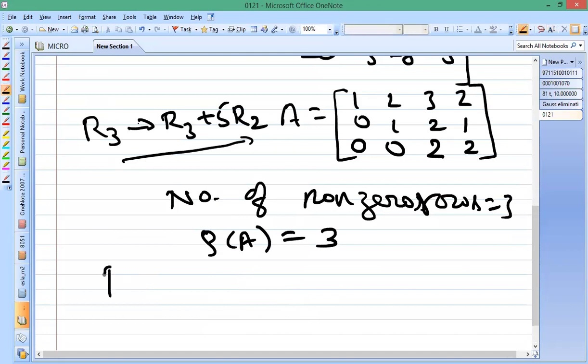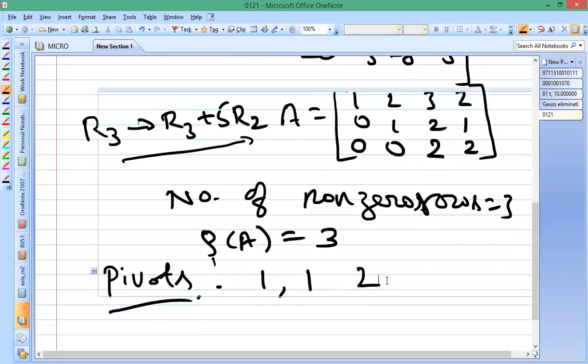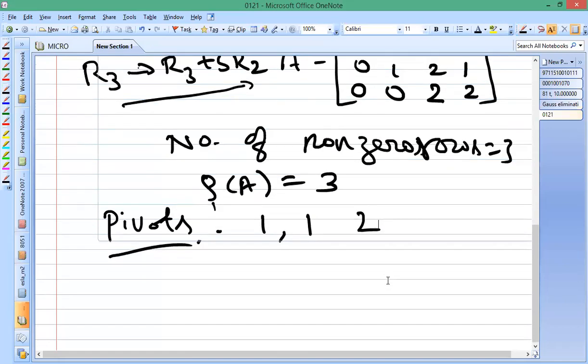And what are the pivots? Tell me the pivot values. 1, 1, 2. 1, 1, 2. Okay. Let's take the next problem.